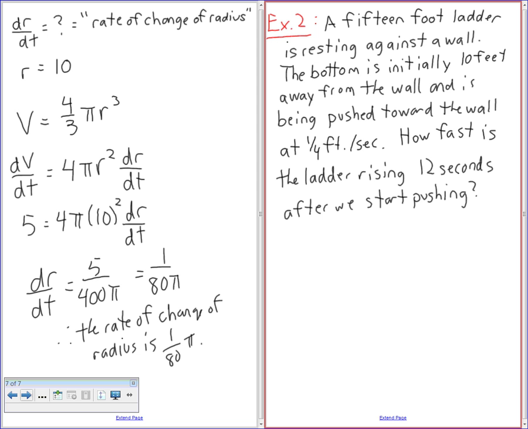If your page is blank, you should have a triangle drawn on there. I'm using x and y for my 2 side lengths. You should have something like maybe dx by dt, dy by dt, those are things you need to be thinking about with this question. Okay?